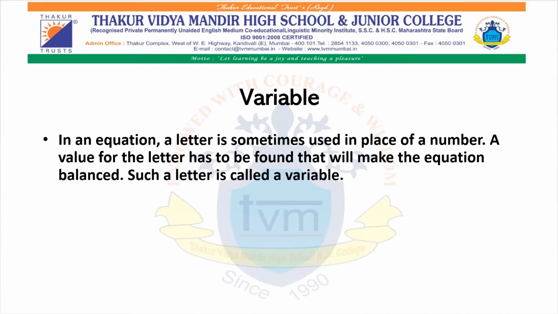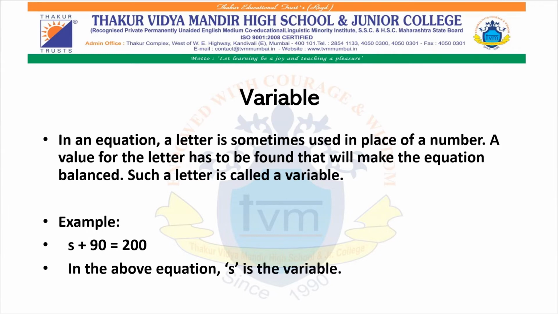Variable. In an equation, a letter is sometimes used in place of a number. A value for the letter has to be found that will make the equation balanced. Such a letter is called a variable. Example: S + 90 = 200. In the above equation, S is the variable.